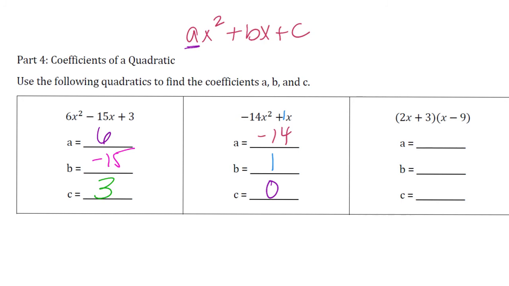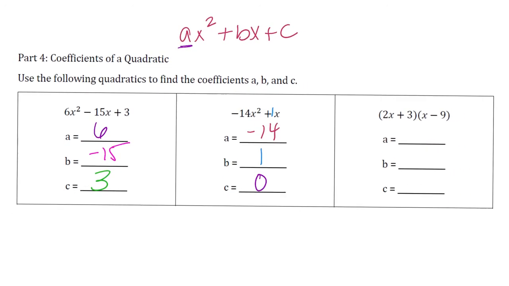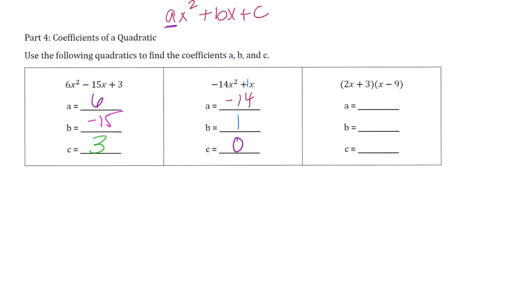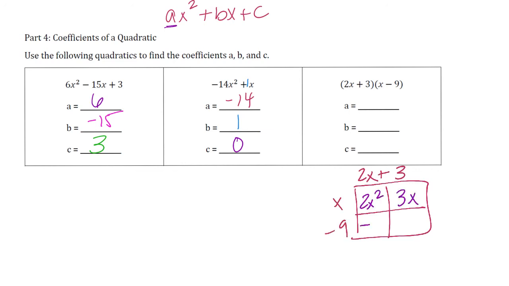For this last one, you are going to have to multiply this out to be able to see what you have here. So you can either use the box or the FOIL method, whichever you prefer. I don't really care. You just need to multiply this out before you can get these answers. So then it ends up being 2x squared minus 15x minus 27. So a is going to be 2, b is negative 15, and c is negative 27. It's really hard to get those without multiplying that out. So go ahead and FOIL it, box, whatever you want to do to get that done to fill in your a, b, and c.